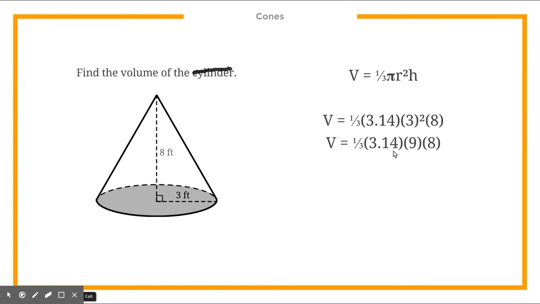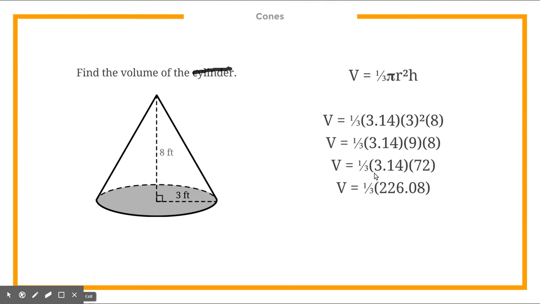And then I'm just going to start multiplying some of these numbers together that are simple to make our life a lot easier. And so 9 times 8 is 72, rather than starting with a 3.14 and multiplying there. And then when I multiply this together, I end up getting 226.08.